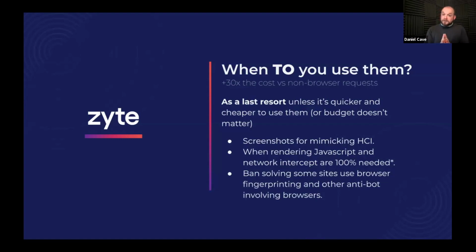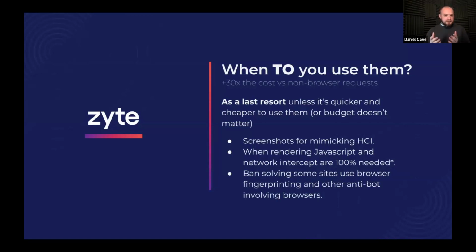But when you might want to use it is if you need screenshots, you obviously have to have a browser, a viewport, and you screenshot. Or if you want to mimic human-computer interaction that you can't do any other way. If you absolutely have to render JavaScript for things like network intercept, then there are scenarios where you 100% do need a browser. They're few and far between, but they are important when you have to do them.